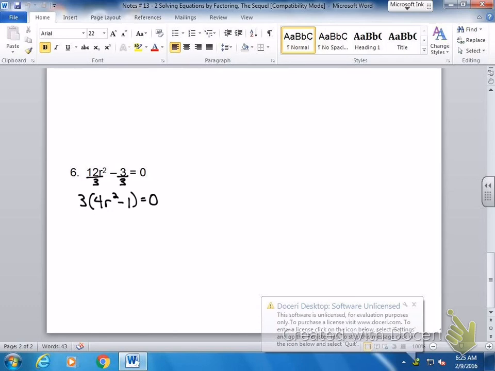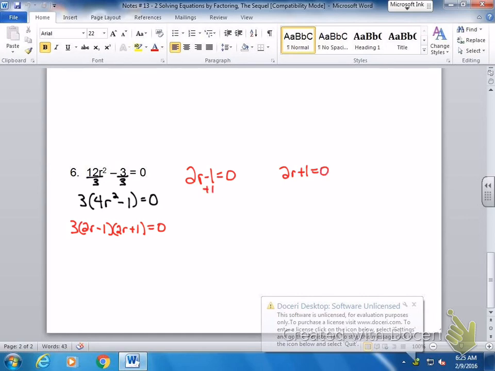Now, once I've done that, I look inside the parentheses, and it looks like I might have difference of squares. 4 is a perfect square, so is 1. I have r squared and its subtraction. So I'm going to remember my 3. I'm going to open up my parentheses. The square root of 4 is 2, and the square root of r squared is r. So 2r goes in the front of both. The square root of 1 is 1. Make one of them minus, one of them plus. Now we can set our factors equal to 0, just like we did in the last one. I have 2r minus 1 equals 0, and 2r plus 1 equals 0.